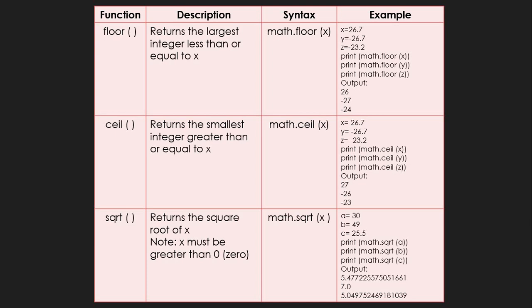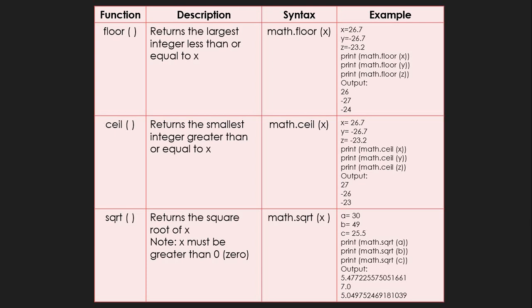So floor will give you the largest integer less than or equal to x, and ceil will give you the smallest integer greater than or equal to x. You have to remember this very carefully because floor and ceil are just the opposite of each other. Floor, remember, is at the lower level, the base level, and ceil is the top level. Now look at that example on screen.